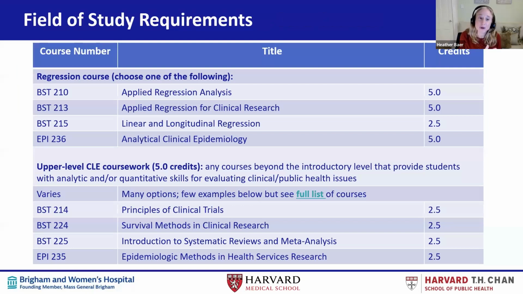And then these are the requirements that are specific to the MPH in clinical effectiveness. So our students, in addition to having to take introductory statistics during the summer, also have to take one course in regression, which is a very useful statistical method for a lot of different kinds of public health and clinical research. So I won't name them all, but what I'm trying to show you is there's a few different choices that you can take for that regression course. Some students actually take more than one because they overlap a little bit, but they also cover slightly different topics within regression. So there's a few different options for that.